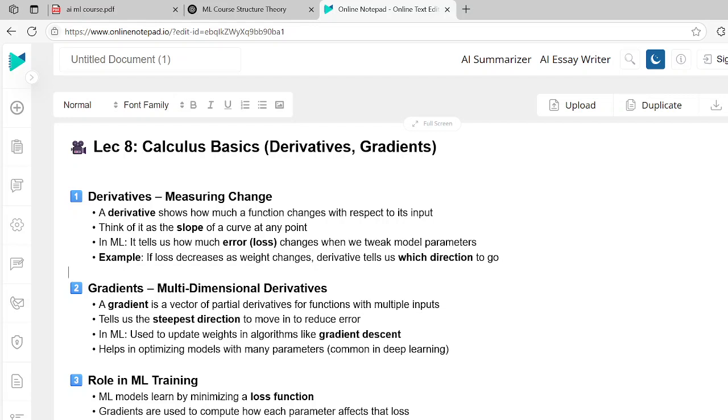Alright. So basically a machine learning model learns by minimizing a loss function. The more it minimizes the loss function by going back and retraining the model, trying to achieve better and improved accuracy, the better our model learns. And in this, the gradients are used to compute how each parameter affects a specific loss.